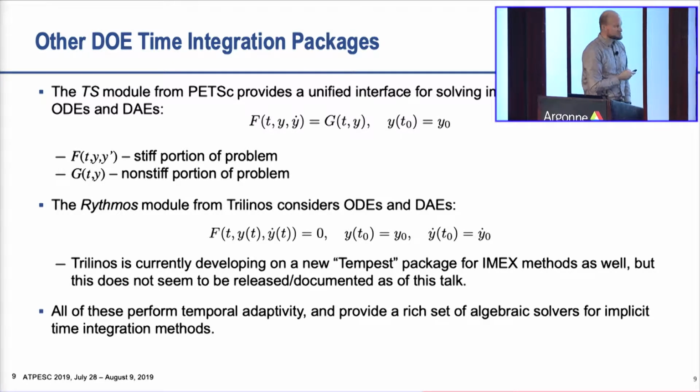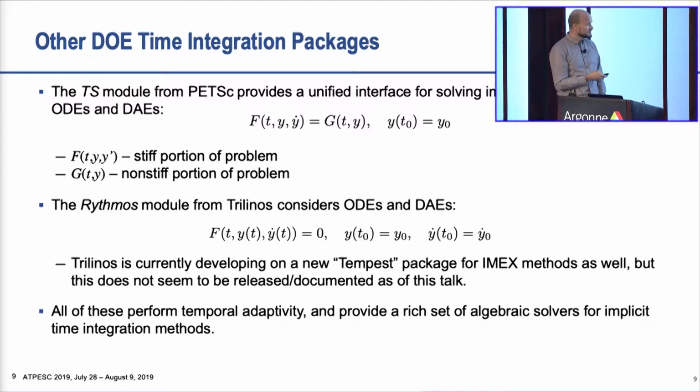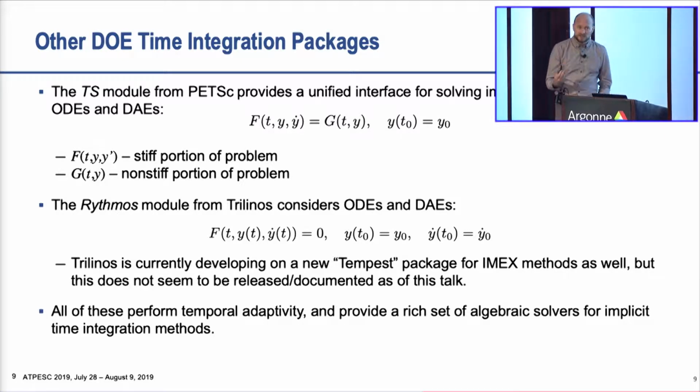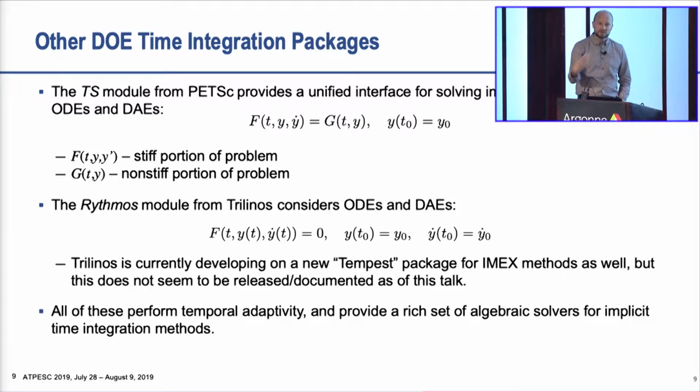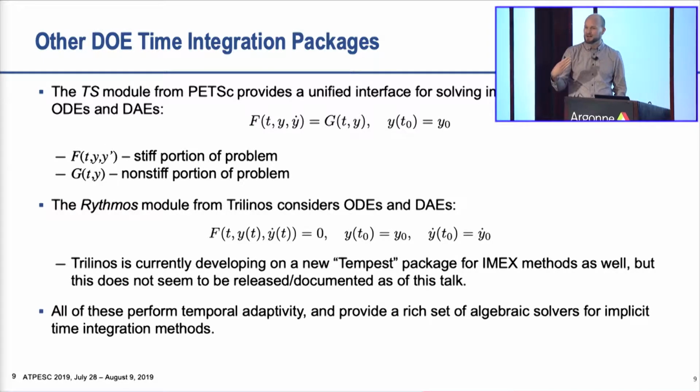Trilinos has a Rythmos package, which uses linear multi-step methods. They're building something called Tempus, but I could not find a single piece of information online about that. But it's essentially modeled very similarly to Argonne, and I've talked to the developer who's building it now. Maybe some Trilinos folks can talk about it later if you have questions. All of these packages will do time adaptivity for you, and they're all hooked up to lots of algebraic solvers for nonlinear and linear systems, so you don't have to write all that hard stuff yourself.